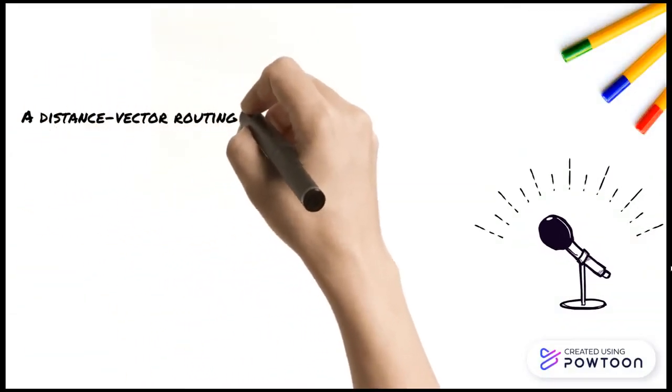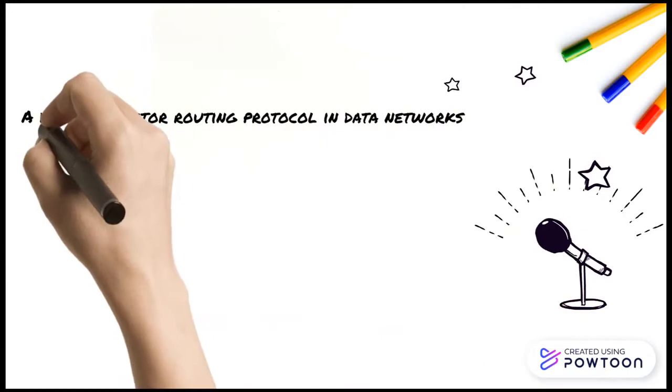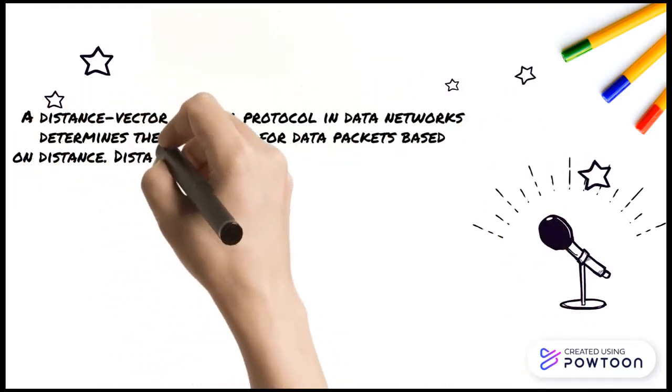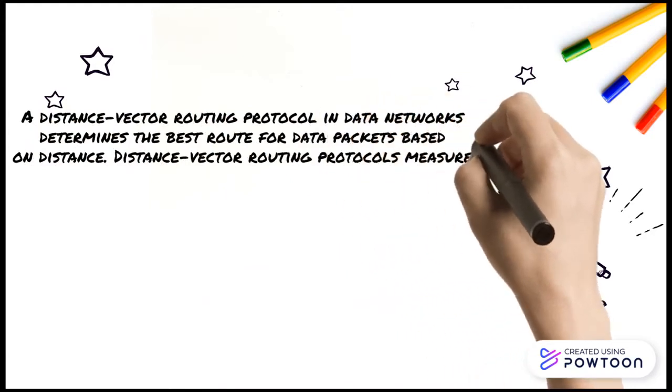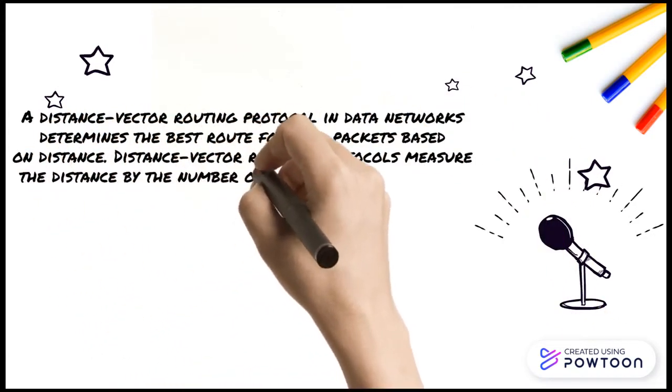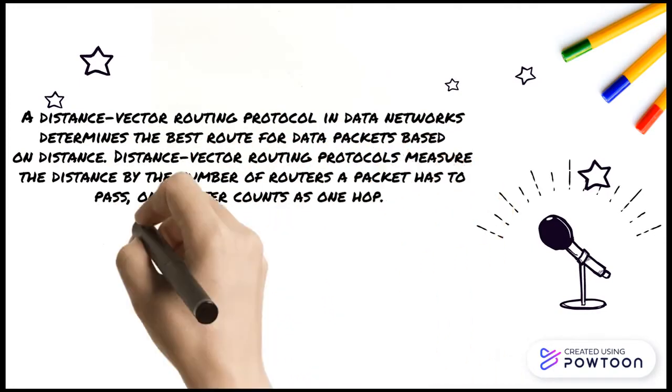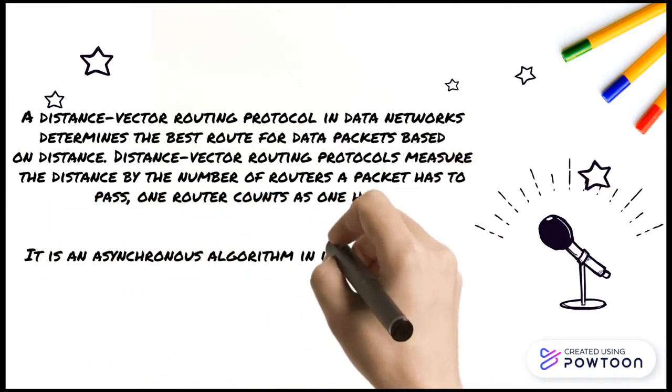A distance vector routing protocol in data networks determines the best route for data packets based on distance. Distance vector routing protocols measure the distance by the number of routers a packet has to pass. One router counts as one hop.